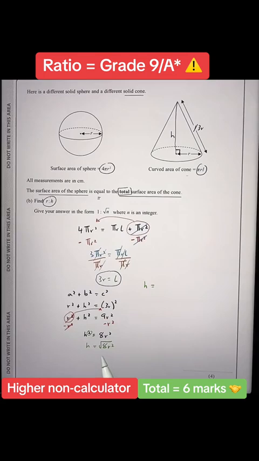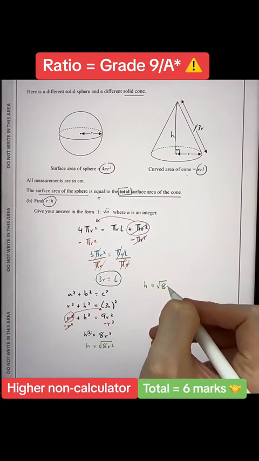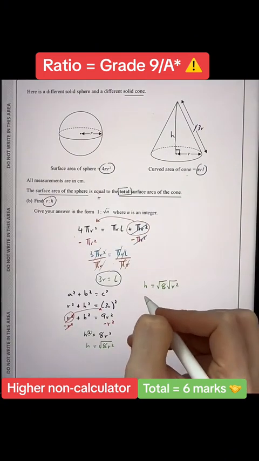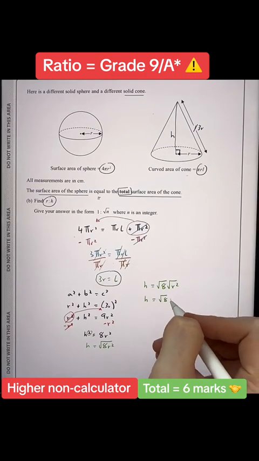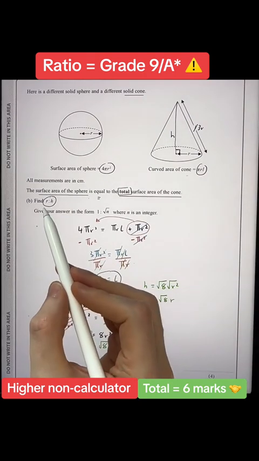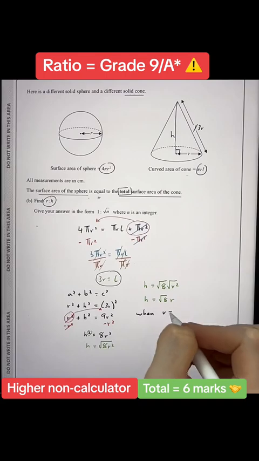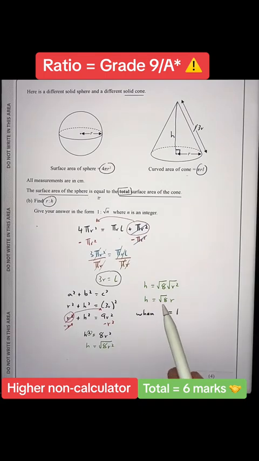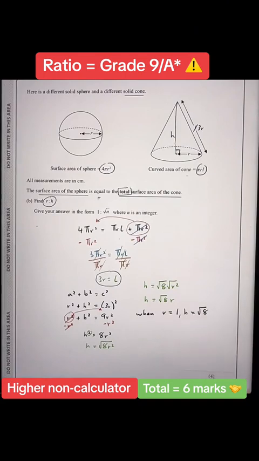On the right-hand side, I can simplify root 8r squared. I can split that up as being root 8 multiplied by root r squared. Leaving h equals, leave the root 8 alone. I know the square root of r squared is simply r. As I want to find the ratio of r to h, I substitute r is 1, therefore h will be root 8 multiplied by 1, which will give us h equals root 8. Hence, the ratio of r to h is 1 to root 8.